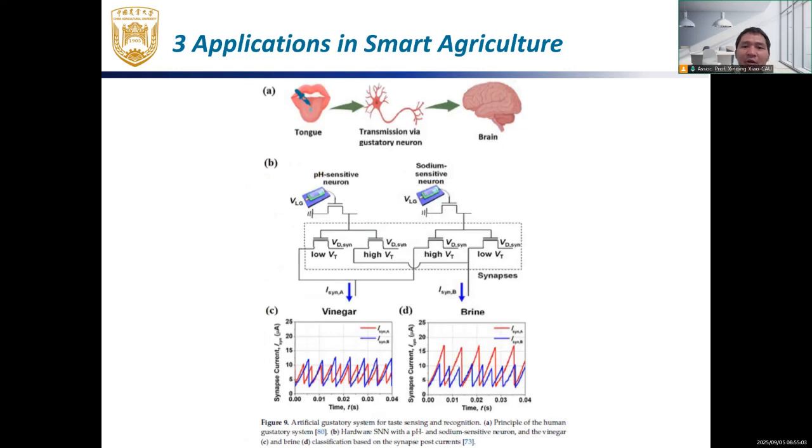Another one is just like our human tongue, where we can know, oh, it's a different kind of taste. So the artificial gustatory system for taste sensing and recognition is another application in our smart agriculture. For example, we can use a spiking neural network with pH and sodium sensitive neurons, and we can know the vinegar and brine classification based on synapse classes. It's mostly about, for example, the chemical indicators in the fruits and in different kinds of food. So it's also very important in smart agriculture for applications with the artificial gustatory system for taste sensing and recognition.